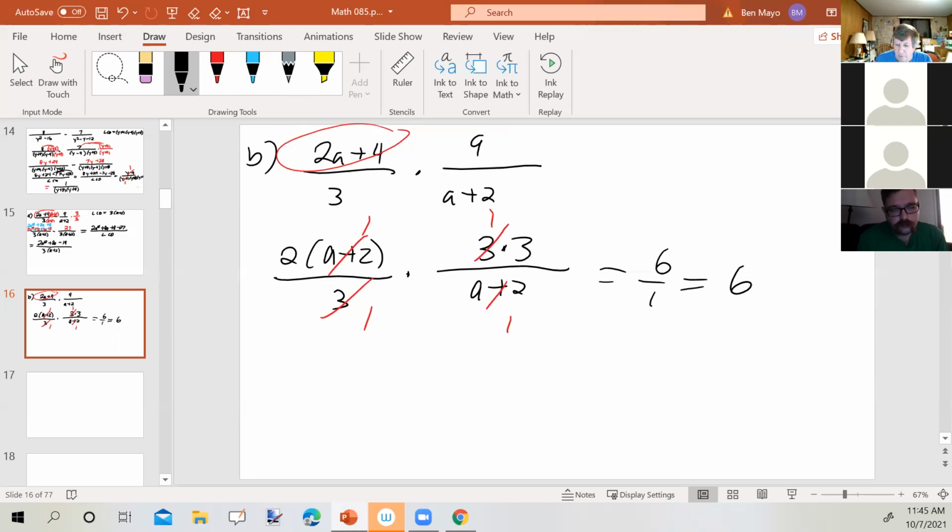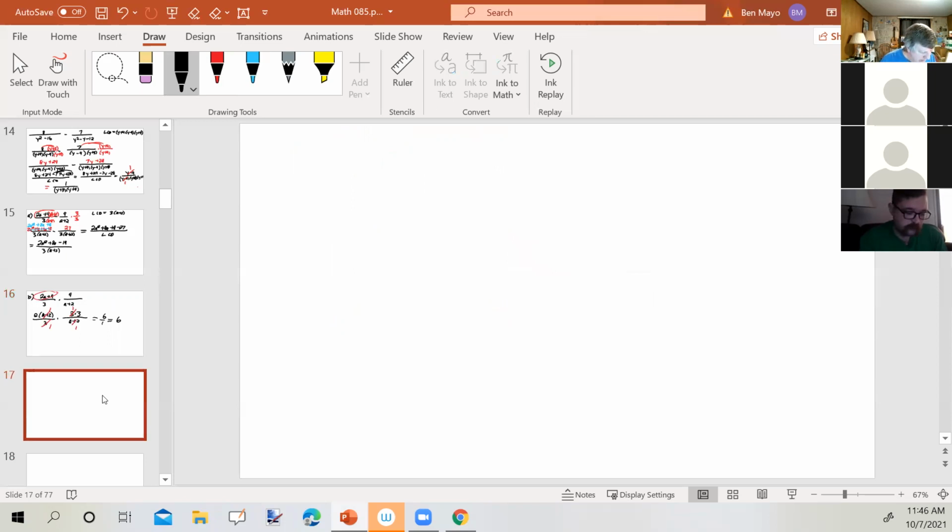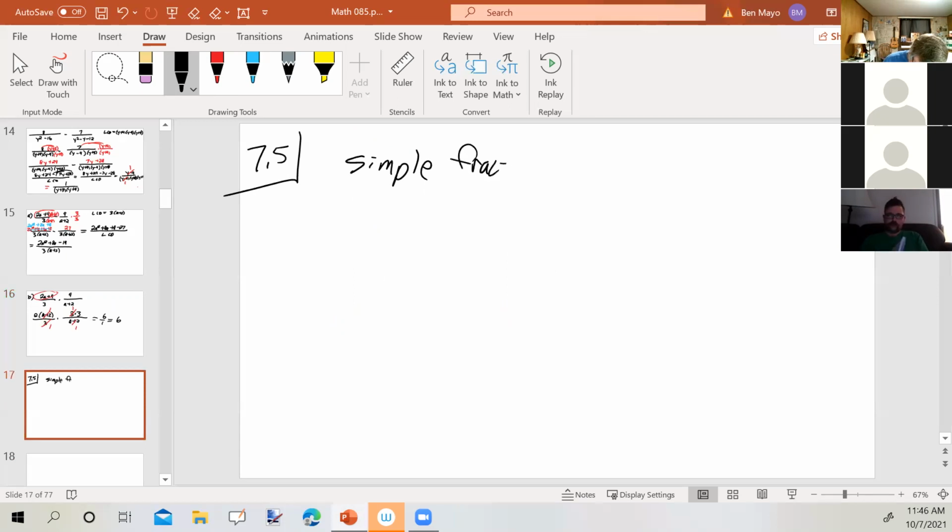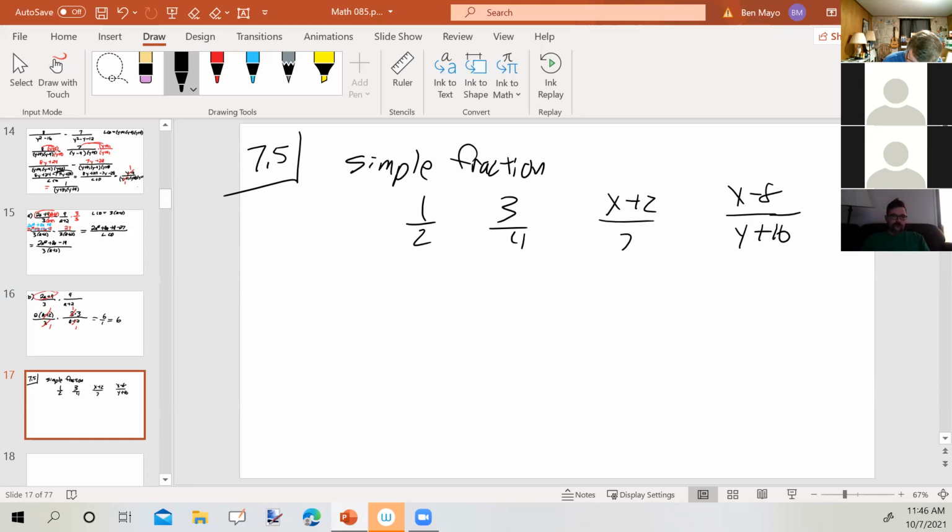Anything from WebAssign before we go on? All righty, so we're going to go on to section 7.5, and 7.5 deals with what are called complex fractions. So first of all, let's look at what a complex fraction is versus a simple fraction. So we'll start with a simple fraction. A simple fraction: 1/2, 3/4, x plus 2 over 7, x minus 8 over y plus 16.